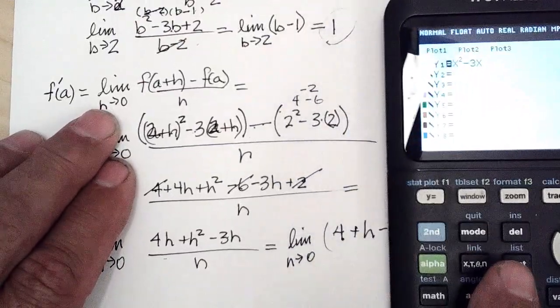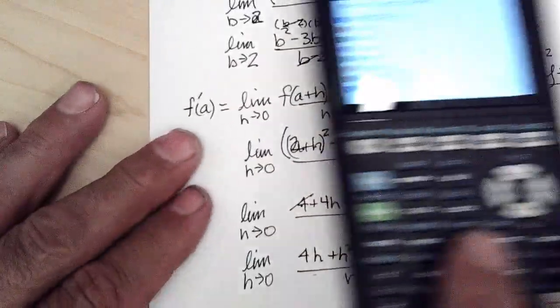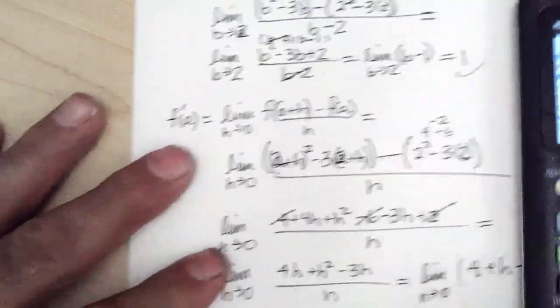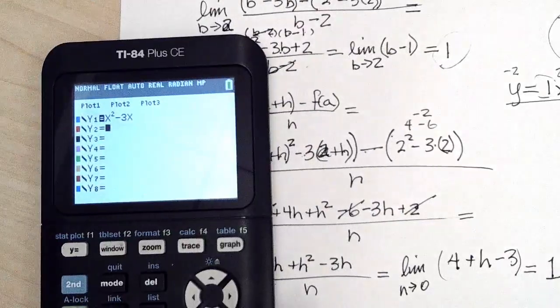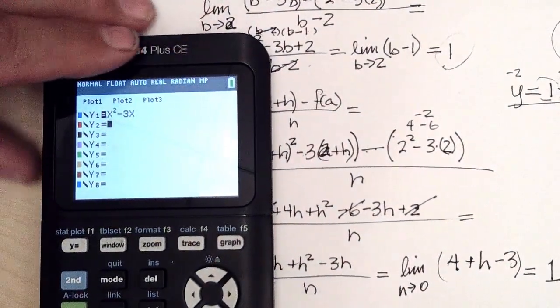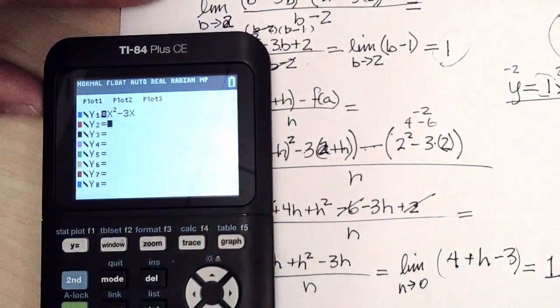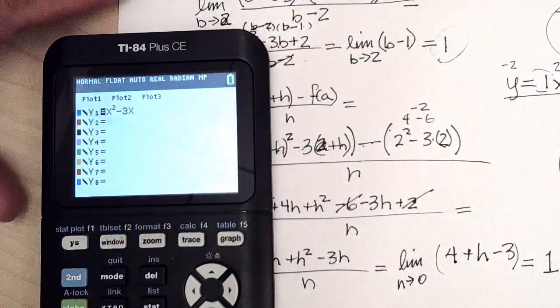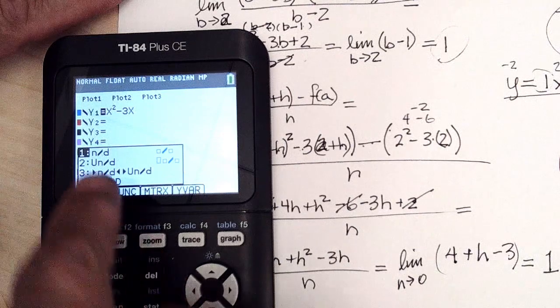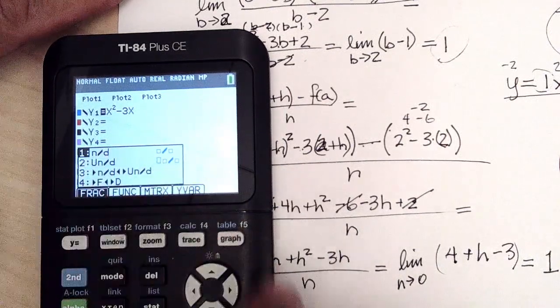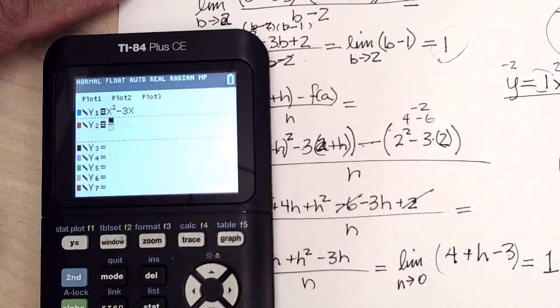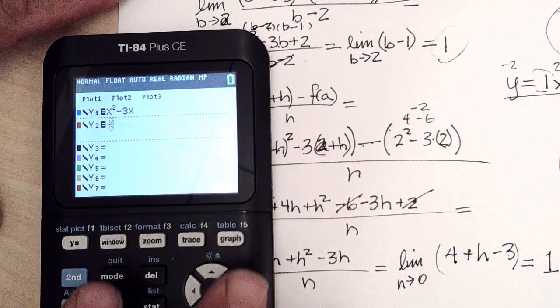Now, for those of you who don't know yet, you can make a fraction on the newer type calculators by going alpha, y equal, and choosing numerator divided by denominator. It'll set up an automatic fraction for you so you don't have to worry about parentheses as much.